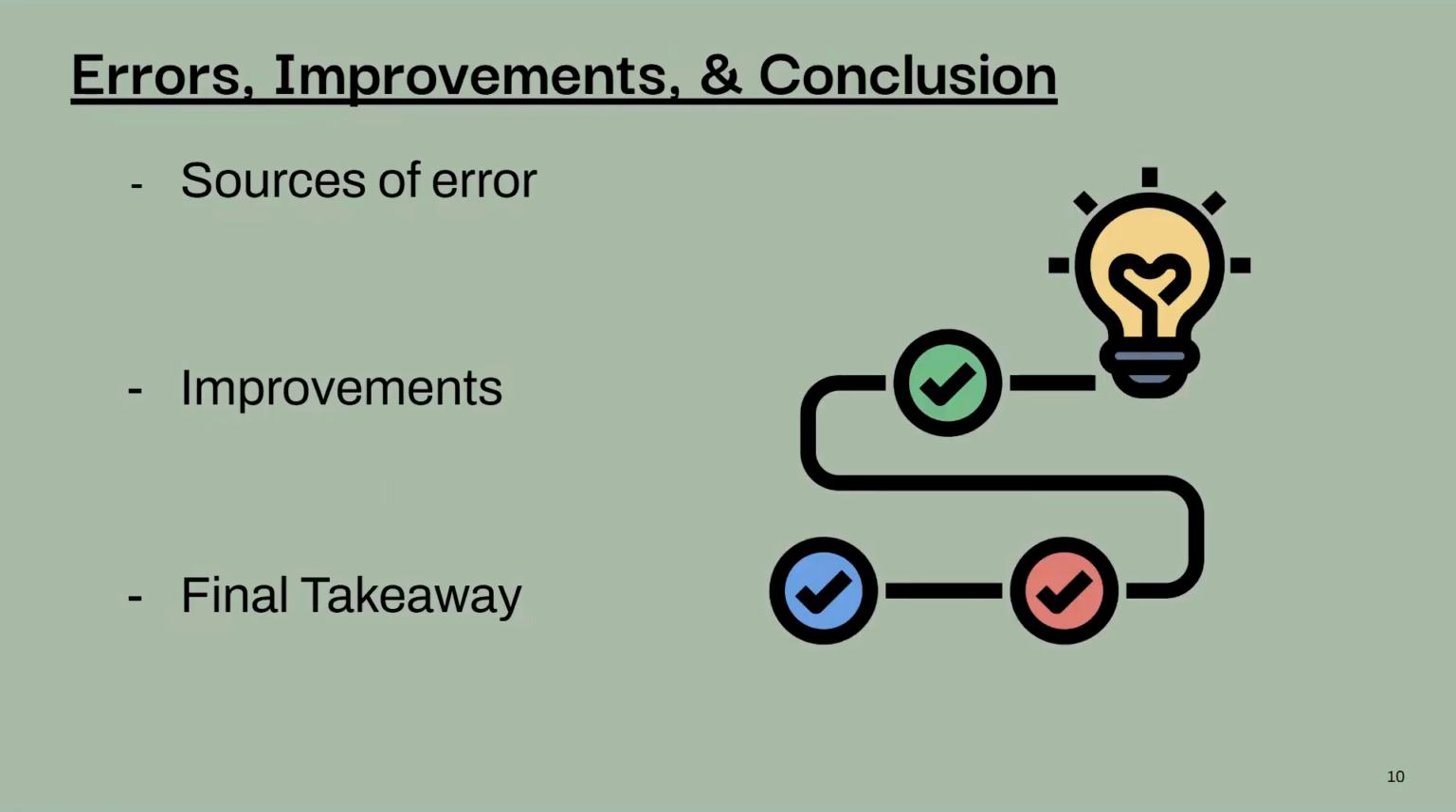Finally, we go to errors, improvements, and conclusion. So there are several possible sources of error in the simulation. First, the model uses discrete time steps to approximate continuous motion, which introduces numerical approximation errors. Second, the results are sensitive to the chosen time step size, since larger time steps reduce accuracy. Third, the orbit of the spaceship is highly sensitive to its initial velocity, meaning small changes can produce very different trajectories.